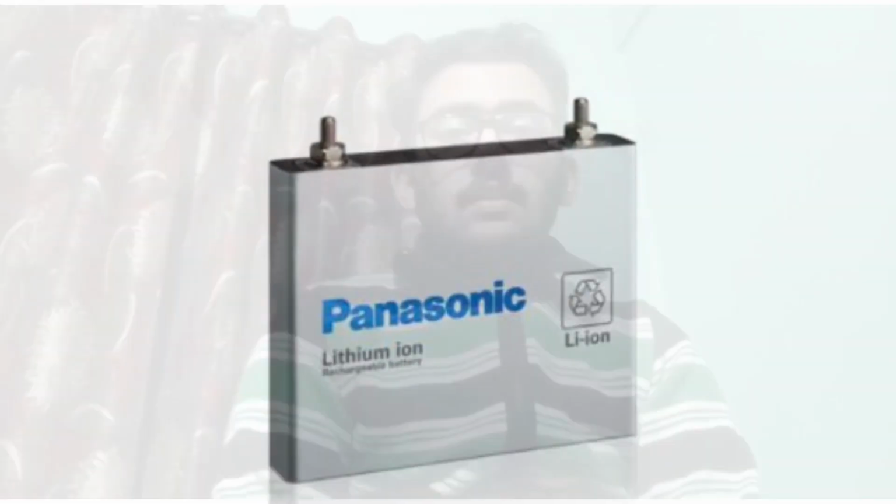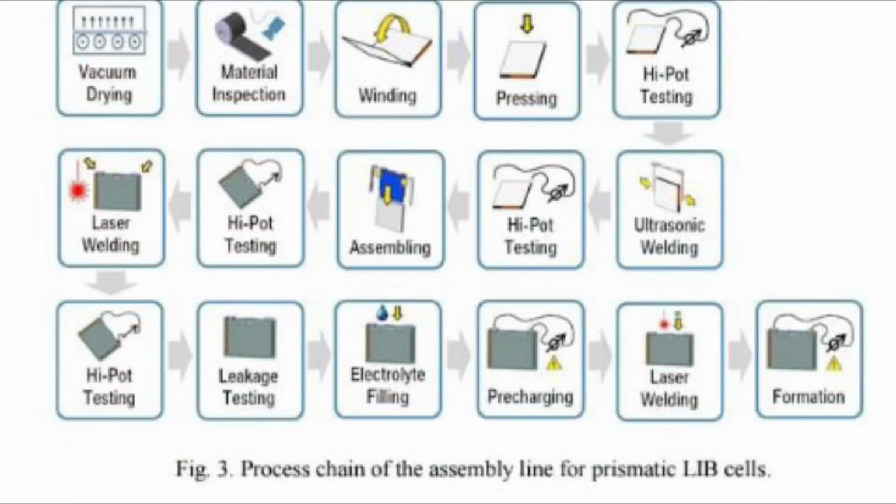Here are some prismatic lithium-ion cells. Now let's discuss the quality control tests that are done in the industries. The process chain shows the methods and tests the batteries go through. Let's discuss some of the terms.